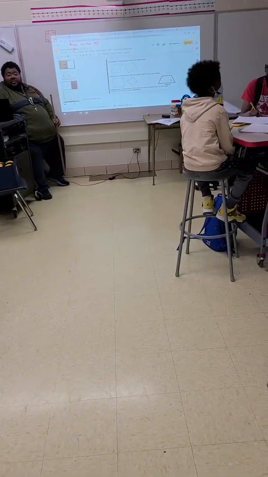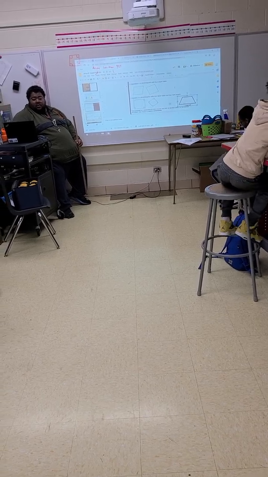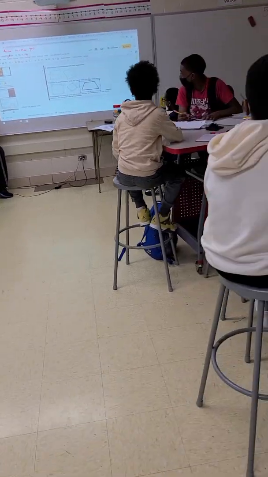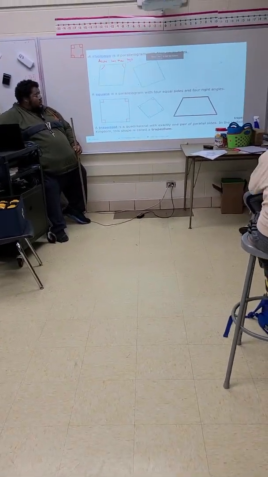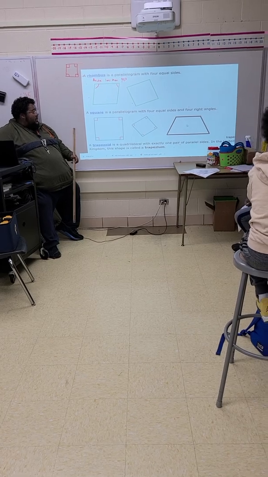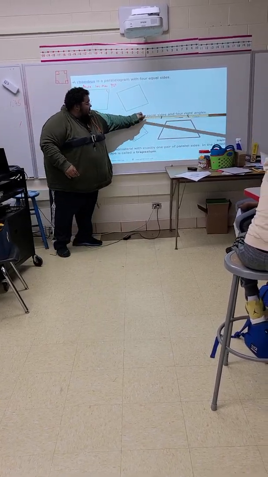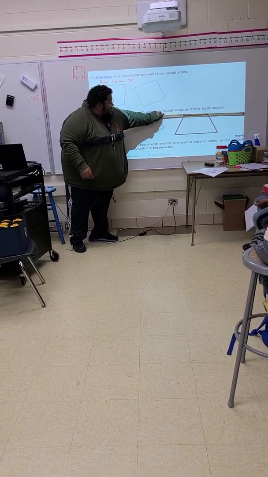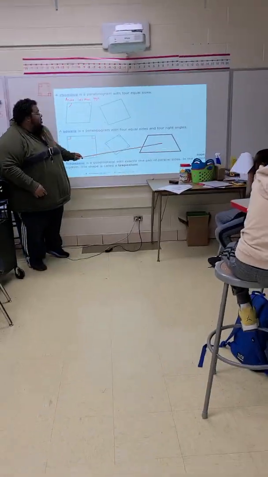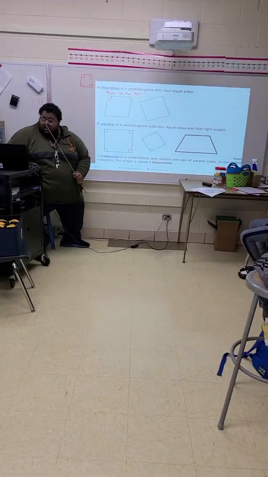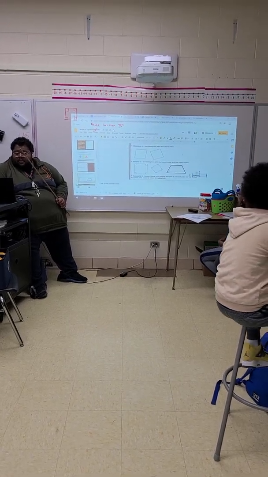And finally, we have a trapezoid. Okay? Alright. A trapezoid has 1 pair of parallel lines. Got a line here, a line down here. Okay? 2 acute angles. Trapezoid.